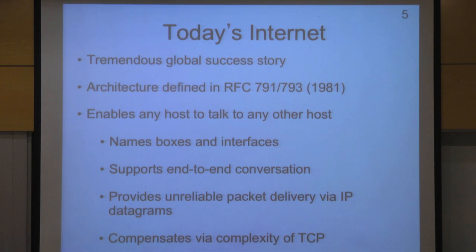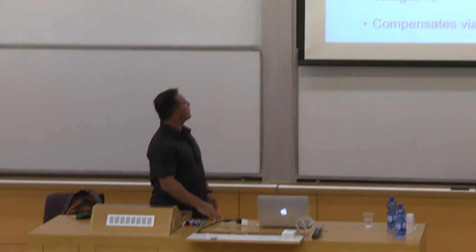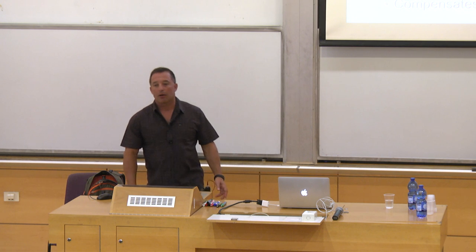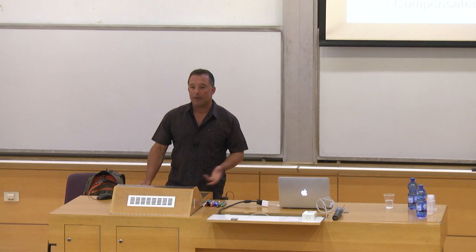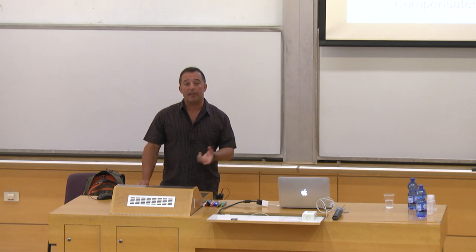Now, the architecture of today's internet, as you probably know, is defined in basically two RFCs, Internet Requests for Comments, both published in 1981, conceived in the late 70s. That's fairly old. This is TCP/IP, the architecture embodied in these RFCs. It enables any host to talk to any other host, as long as they speak that language, the minimal protocols.